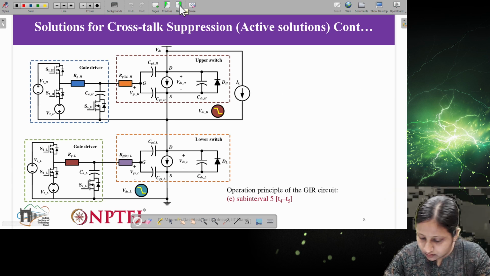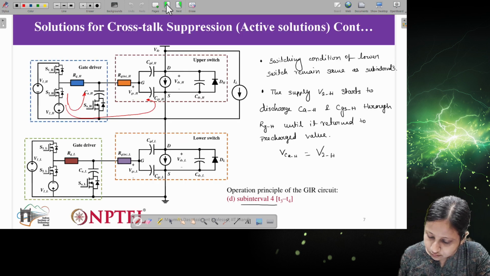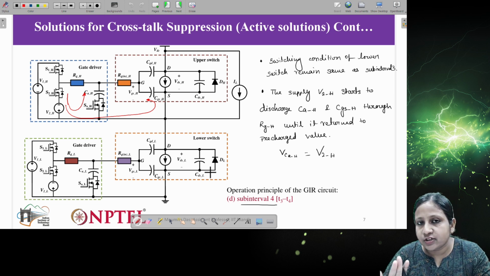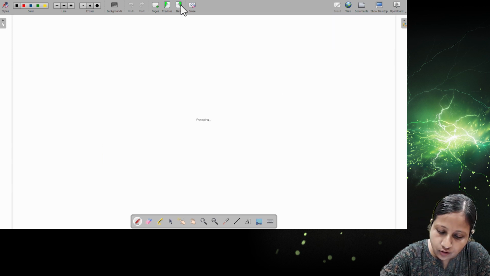Now at the end of this particular subinterval, meaning at T4, the lower switch starts to turn off. So the turn on transient, you have seen how it is mitigated. Now we will see what is happening during the turn off condition.